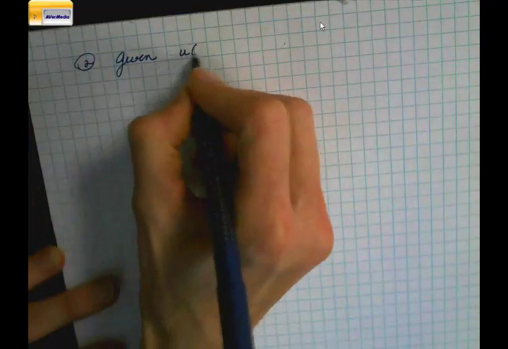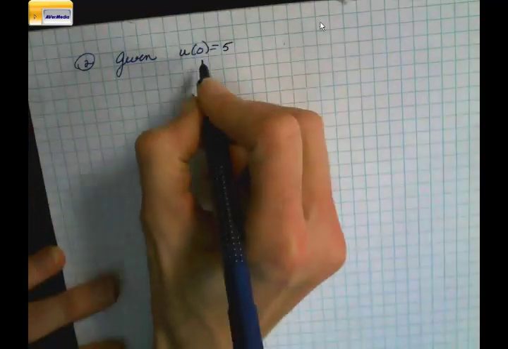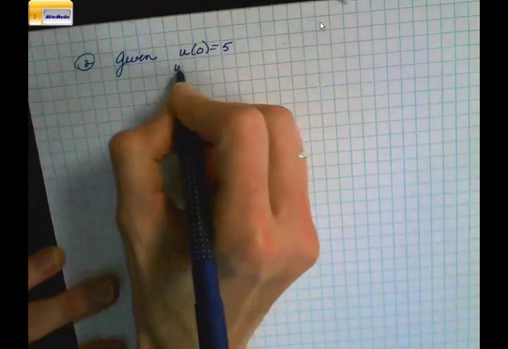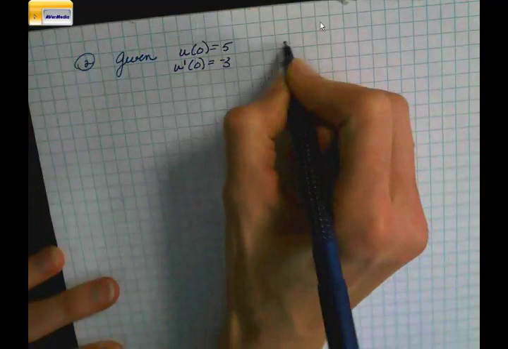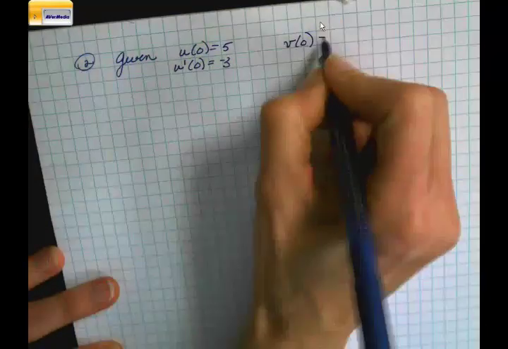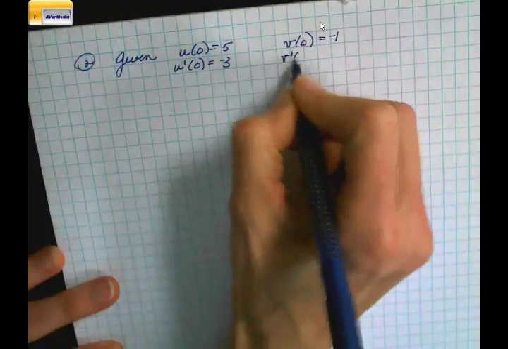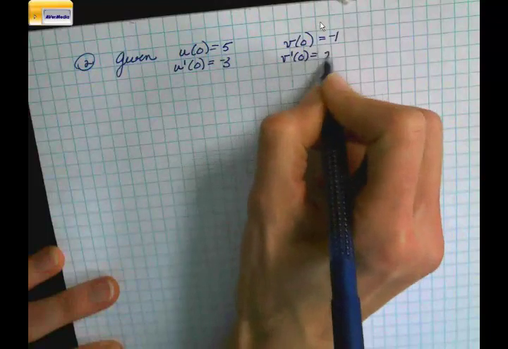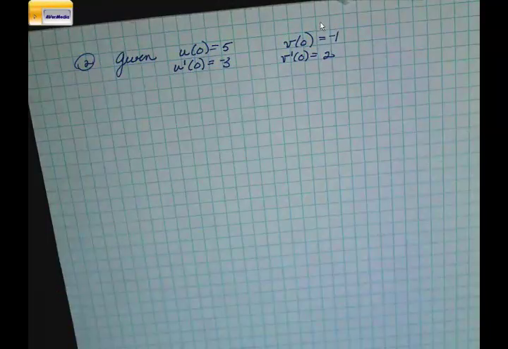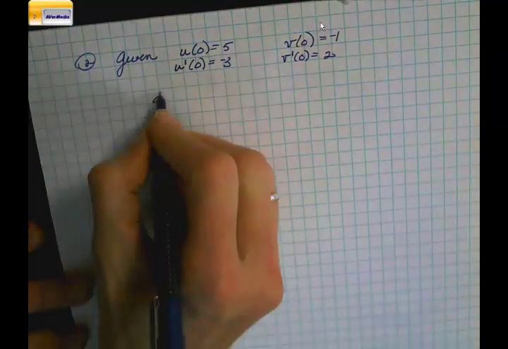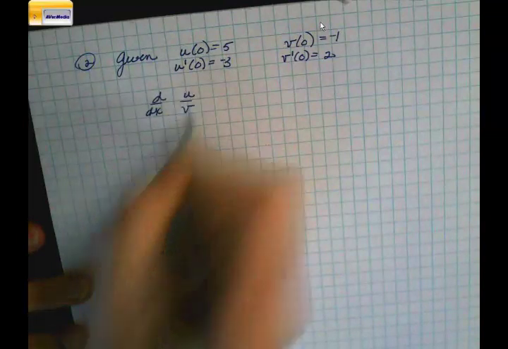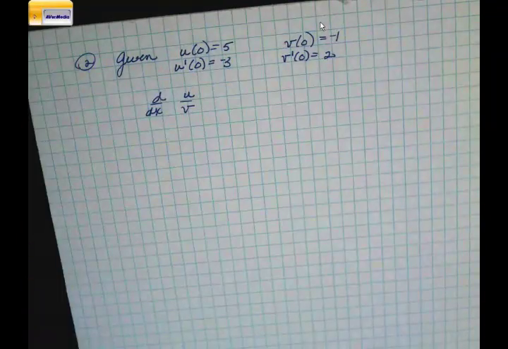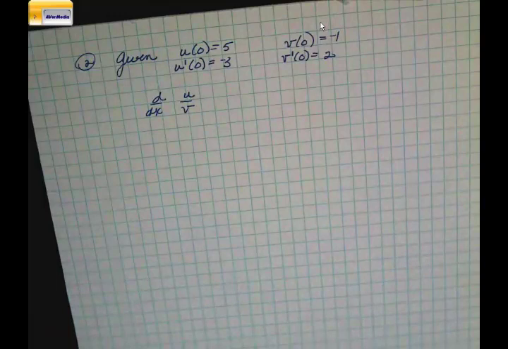Given to you that u of 0 equals 5, and u prime at 0 equals negative 3, v of 0 equals negative 1, and v prime at 0 equals 2. So they give you all this, and it's like, what in the world are they doing? And then here is the question. They say d dx of u over v. Okay, that's the question. So there's kind of the setup, and there's the question.